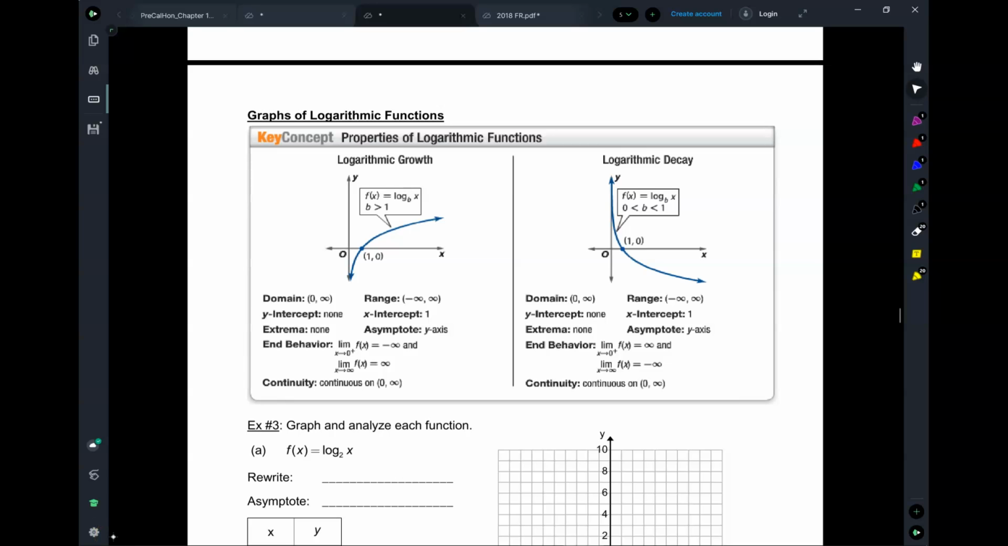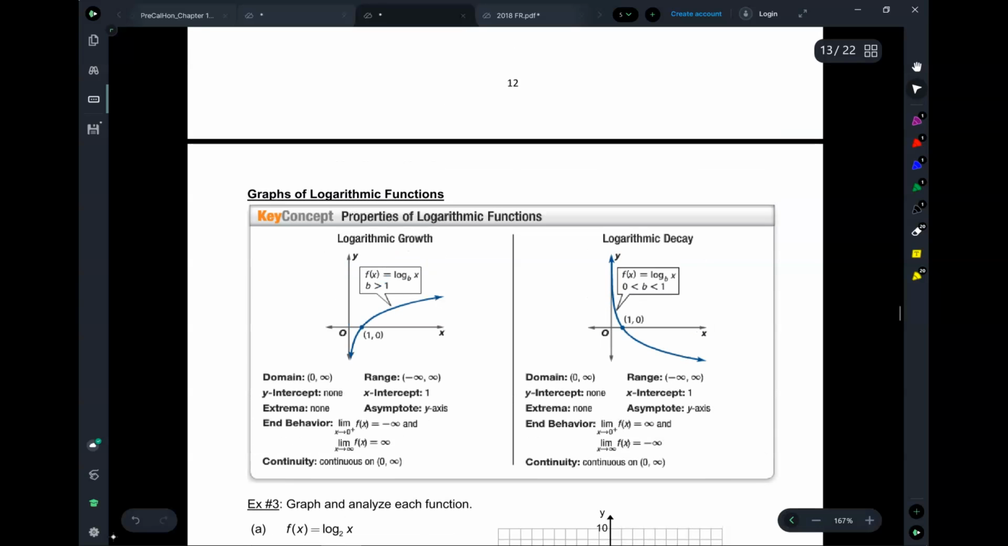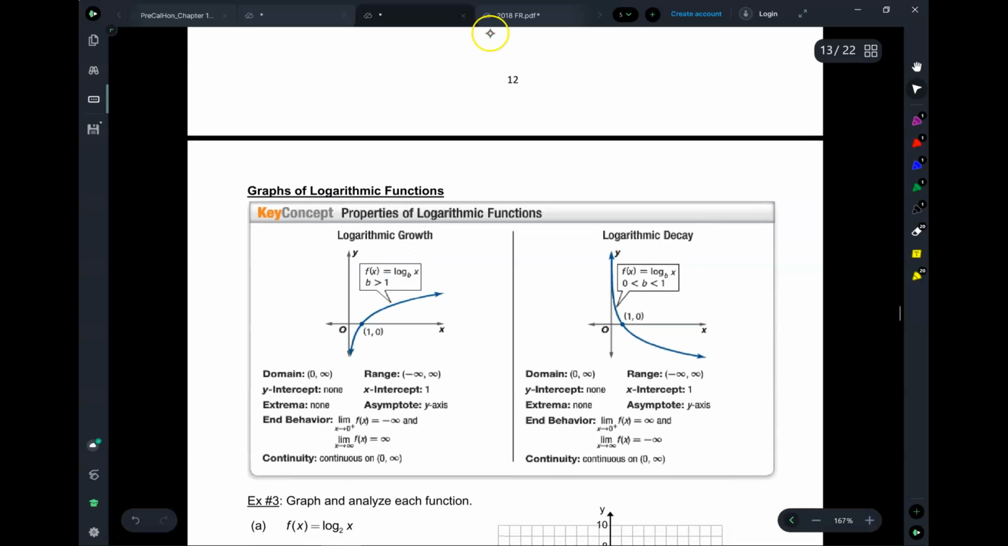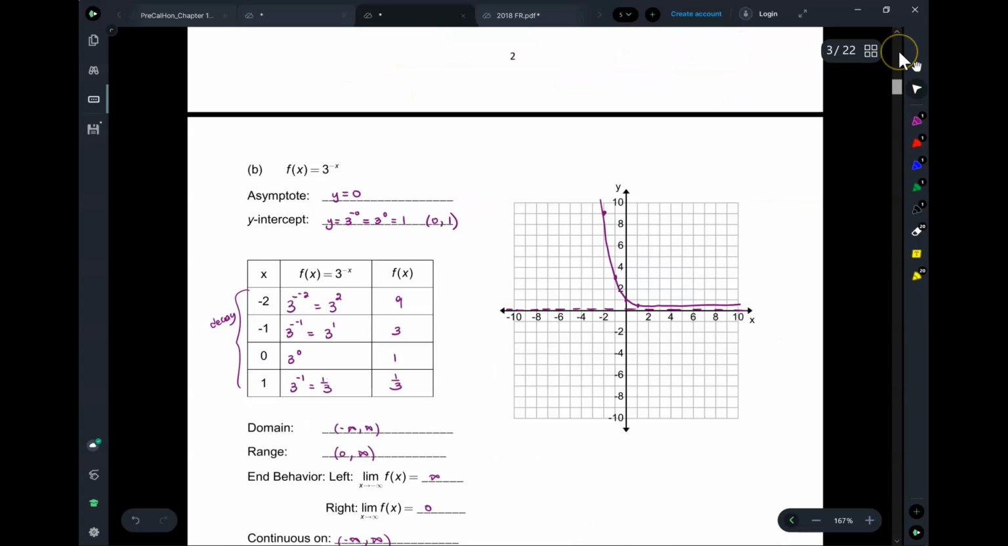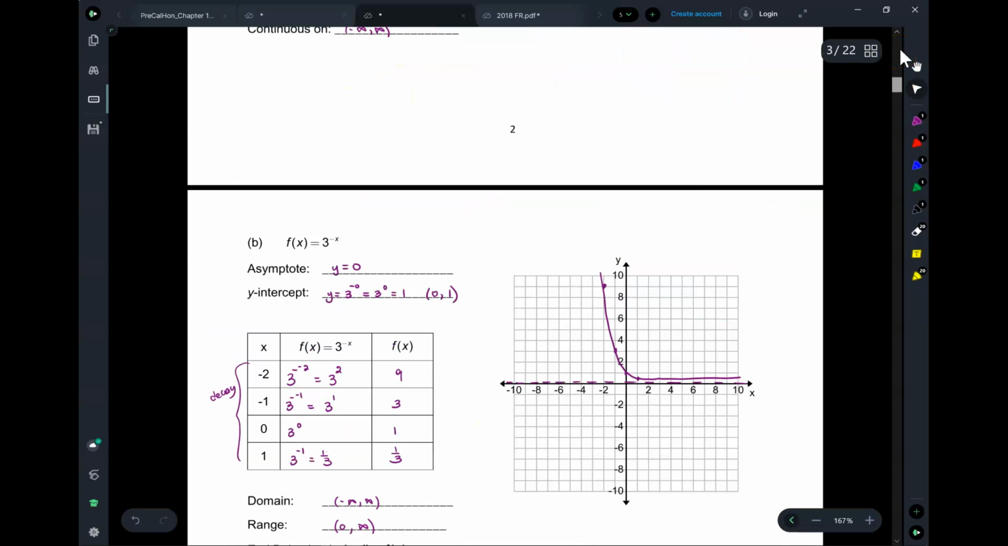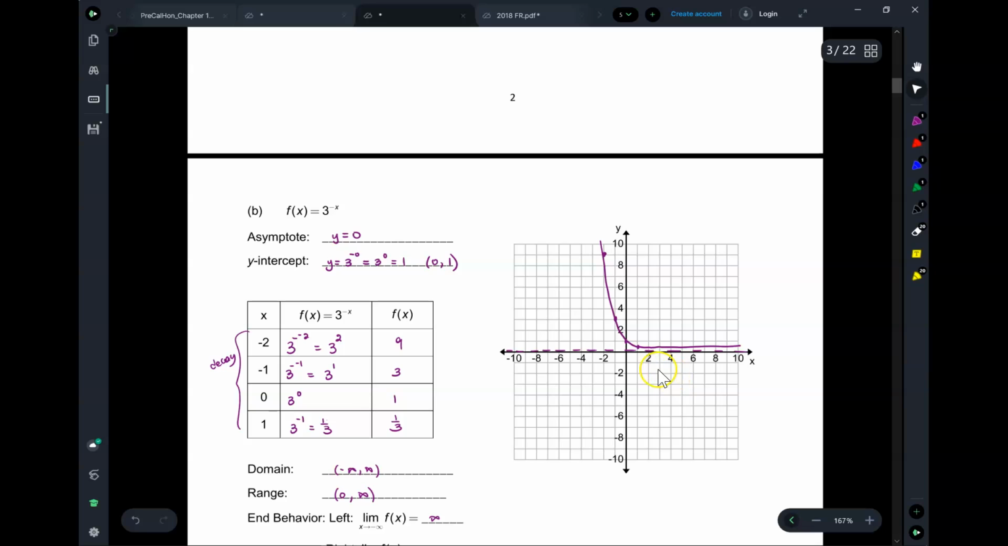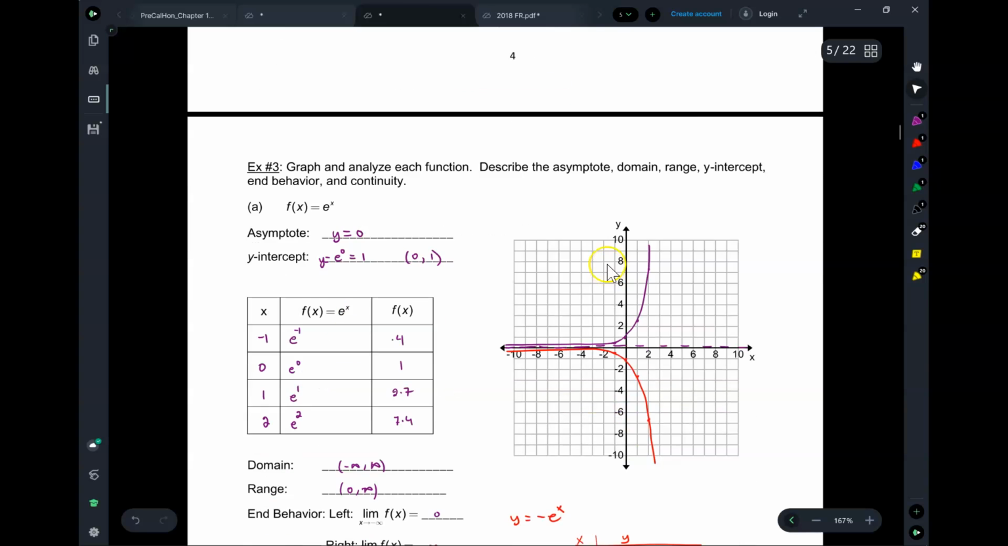Okay, so in this part, we're going to talk about how to graph logarithmic functions. To graph logarithmic functions, let's remind ourselves how graphs of exponential functions looked. And if you can remember, this is how an exponential function looks. It's got a horizontal asymptote, okay? And this is how the graph looks.